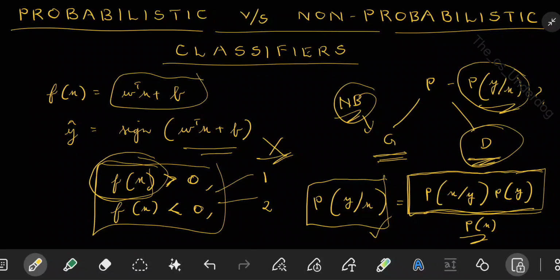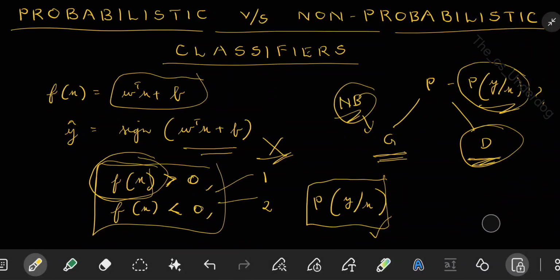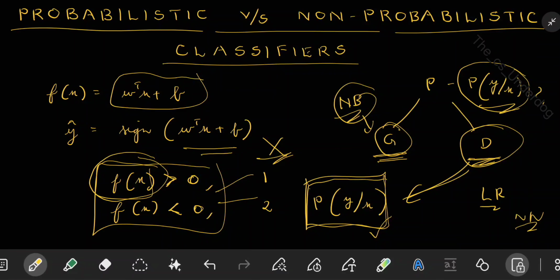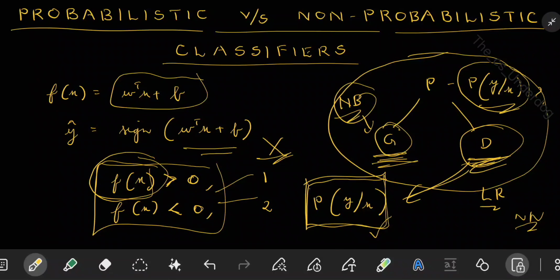But when it is a discriminative model, it does not even get concerned about these things. It directly finds out P of y given x. This is when you call it a discriminative model. For example, logistic regression is a discriminative model. Generally when you use a neural network, it will be a discriminative model, but naive Bayes is a generative model because it is going to find out P of x given y into P of y, and from that it finds P of y given x. So that is the difference between generative and discriminative. These are all classes of probabilistic classifiers.